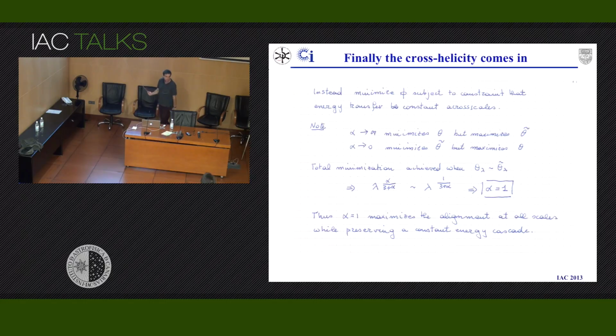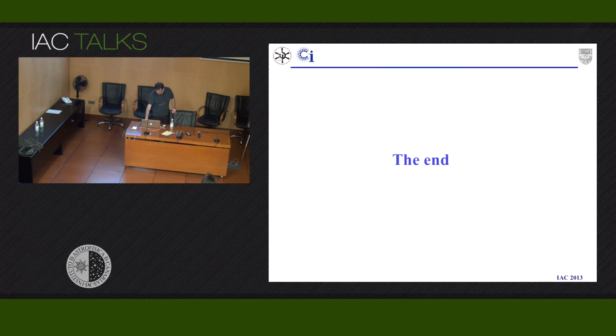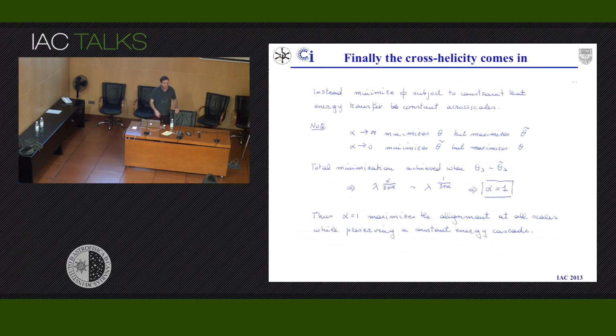And so you say, okay, which is the one that minimizes everything? It is when the two of them are about the same. And the two of them are about the same when alpha is equal to 1. So alpha equal to 1 is very, very special. It's the one that maximizes the alignment at all scales while preserving a constant energy cascade. Wow, I did it.